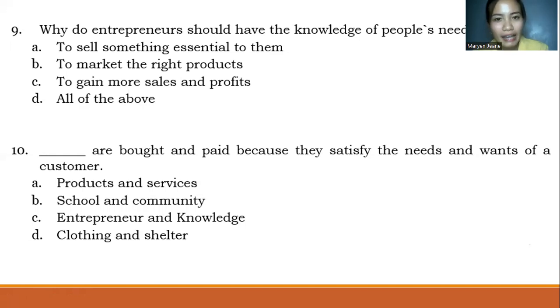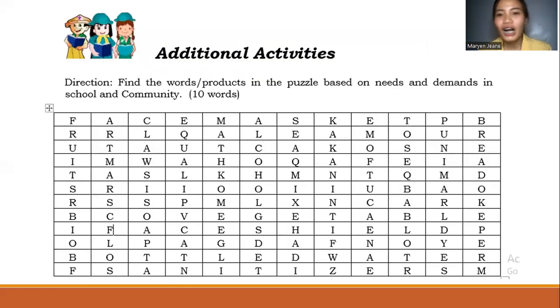And number 10, blank are bought and paid for because they satisfy the needs and wants of a customer. A, products and services. B, school and community. C, entrepreneur and knowledge. D, clothing and shelter. So I hope you got your answers all correct. Now let's move on to the additional activities of this module.